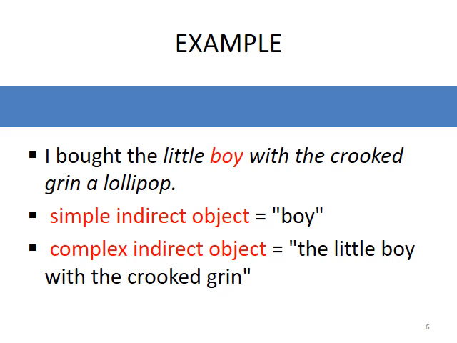Example, I bought the little boy with the crooked grin a lollipop. Simple indirect object equals boy. Complex indirect object equals the little boy with the crooked grin.